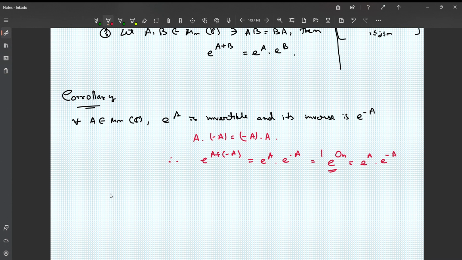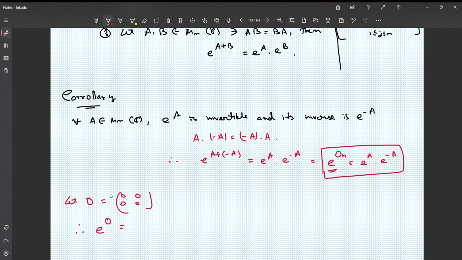I guess it's clear. You can obviously calculate this directly from the definition. What is e to the power 0? It's the summation n equals 0 to infinity of 0 to the power n upon n factorial. Let us just observe it from the point of view of a 2 cross 2 matrix, let's say. Let 0 be this matrix 0 0 0 0.